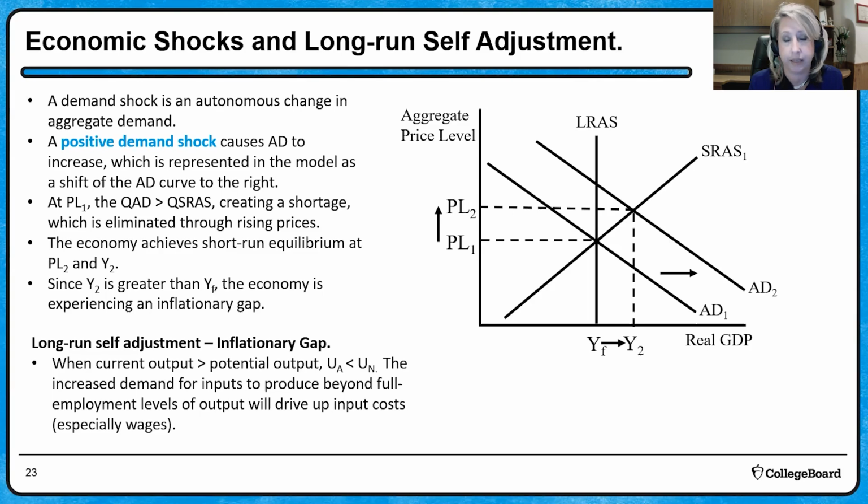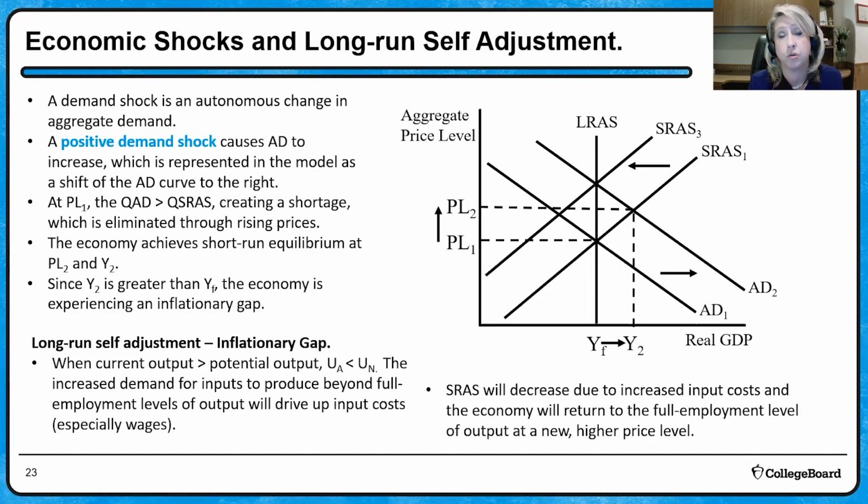And so eventually, as those wage and other input price agreements expire and prices become flexible, the prices of those inputs are going to rise. That's going to cause our short run aggregate supply to shift to the left and restore the economy to long run equilibrium. So see the arrow, output goes back to YF, but we arrive at a new higher price level. So that's a positive demand shock and a long run self-adjustment.